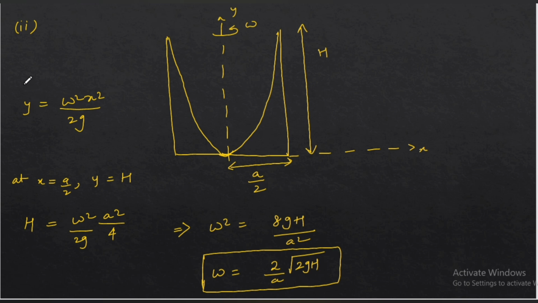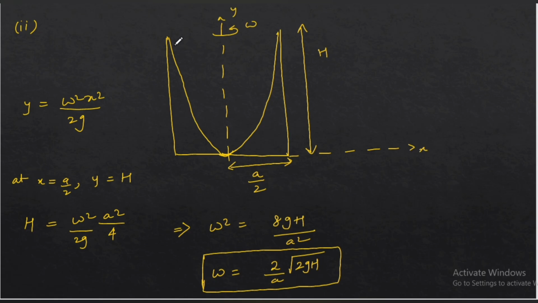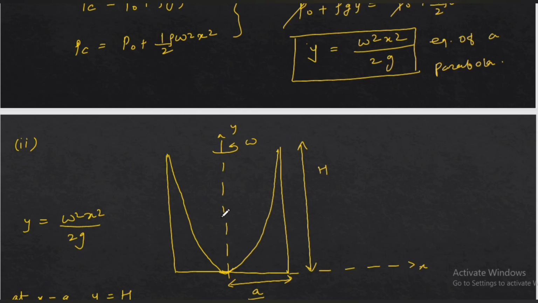We know the equation, y equals omega square x square by 2g, and now we can put it in. This is the origin, so this point is a by 2. For x equal to a by 2, y must be h. So put y equals h and x equals a by 2 in the equation. It must satisfy the equation, so from there we can find omega, and omega comes out to be this. This is the minimum omega for which we can see just the bottom. If you increase omega, the water will spill out further and we can see the bottom clearly, but we have to find the minimum omega. So this is the answer.